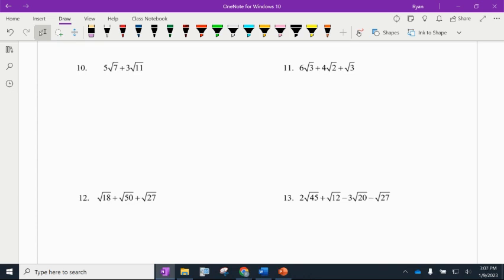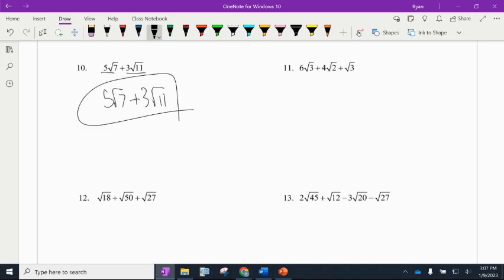On to this number 10. And in this one, don't force it if it's not there. What I see here is that the number underneath the square root signs is different. 7 can't break down into anything meaningful. 11 can't break down into anything meaningful. So you have the 5 square root of 7 and the 3 square root of 11 that won't combine. We don't call it prime because we're not simplifying it. The answer is just those two terms added together and nothing can be simplified or combined.